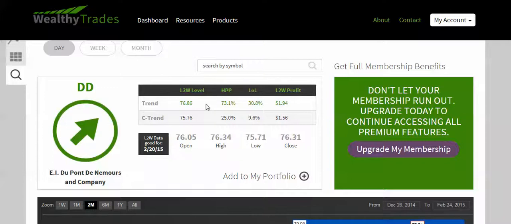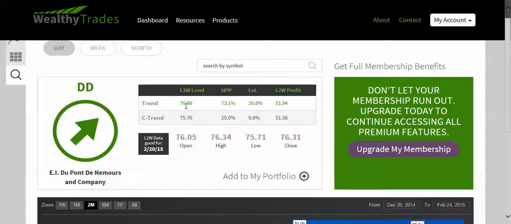But step number 3 is pinpointing my entries. How can I use this information of DD being in an uptrend, in the best sector, in a quality uptrend market? How can I pinpoint my entries? Well, very simply. I can see that DD has a current historical hit rate.